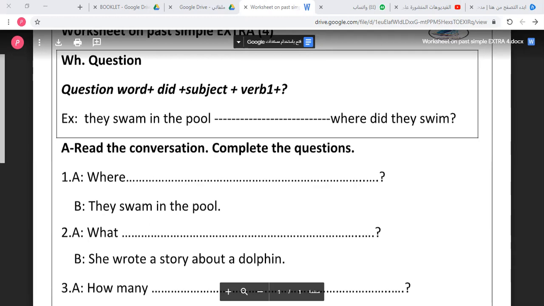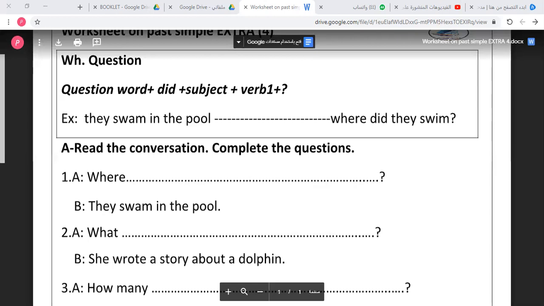So students, look what happened here. We put the question word where, we put the helping verb did, we put the subject they, and then we put the verb swim. Why didn't we write in the pool? Because in the pool is the answer. We can't write the answer in the question. For example, I can't say, what's your name, Muhammad? I can't say, where are you at school? I have to cut the answer from the question. So that's why I didn't write in the pool.